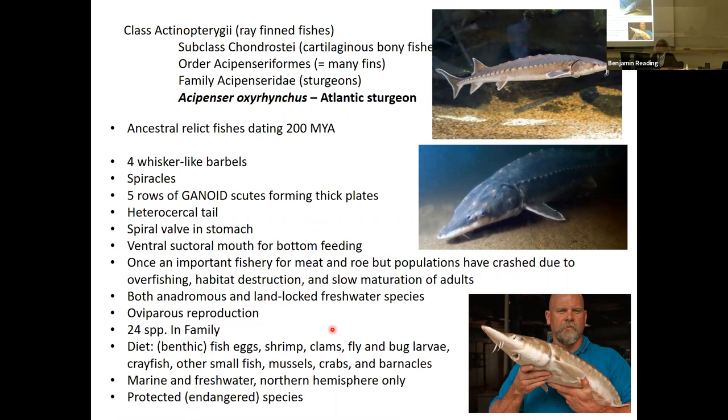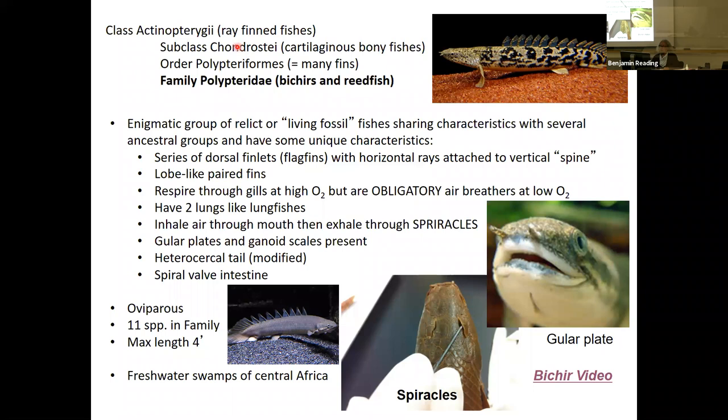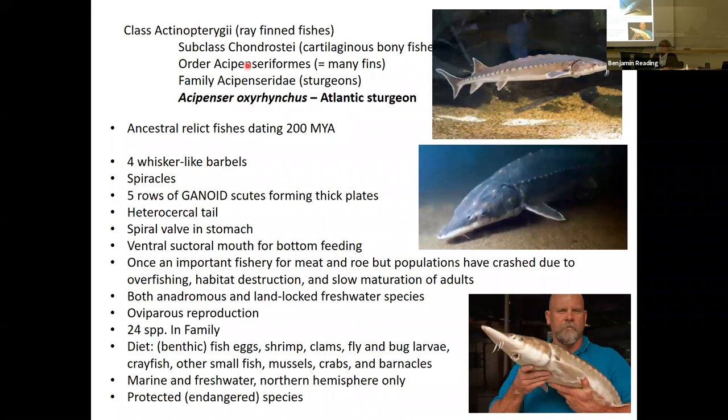These are in subclass Chondrostei. So we were talking back here. Also subclass Chondrostei are ancient fishes. Family Acipenseridae are the sturgeons. And so an example here in North Carolina on the East Coast, of course, Acipenser oxyrhynchus, the Atlantic sturgeon, which is a federally endangered fish. Most sturgeons in North America are now either threatened and or endangered.